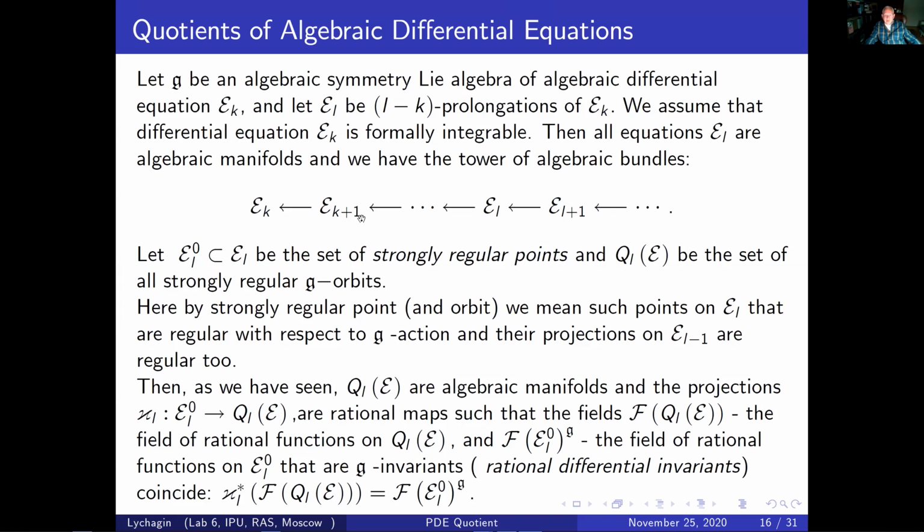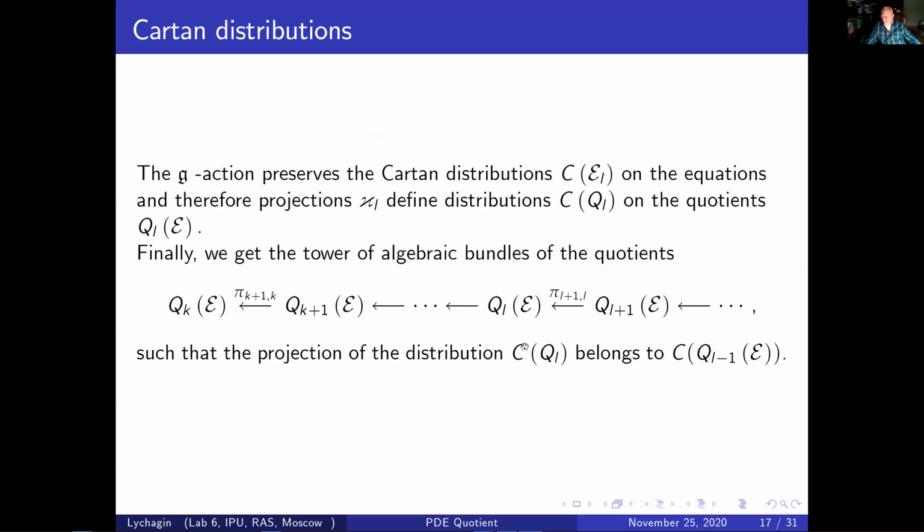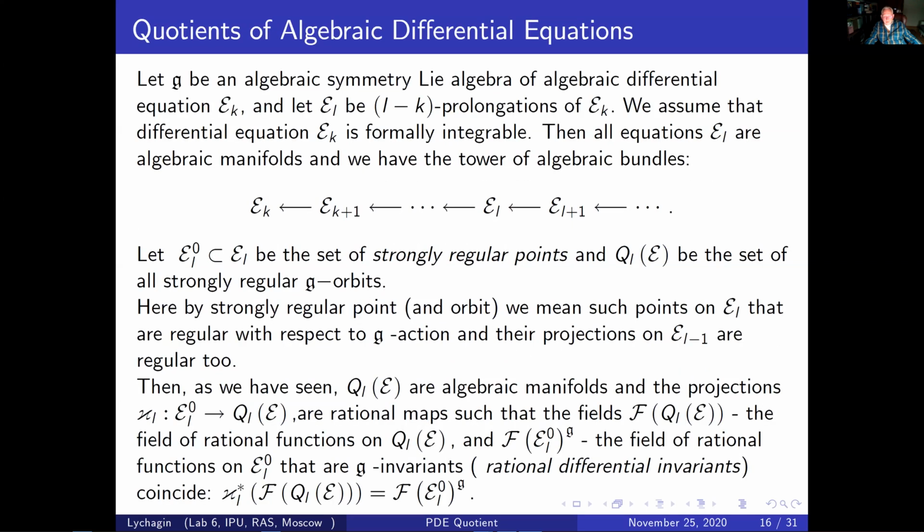quotients on each level L. We will have these quotients QL of E, of our equation, and all of them will be just algebraic manifolds, as we saw from Rosenlicht's theorem. And functions on these quotients are exactly rational differential invariants of order L.